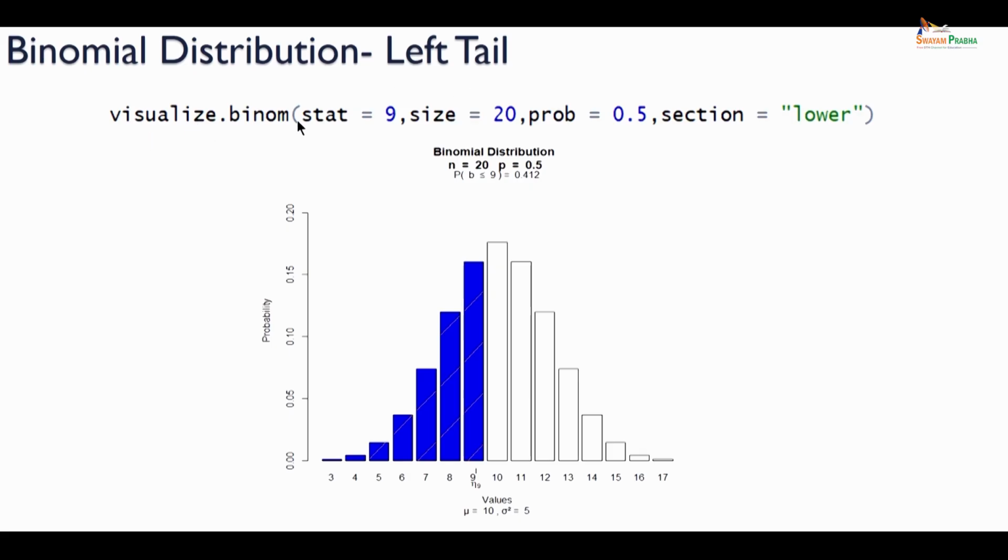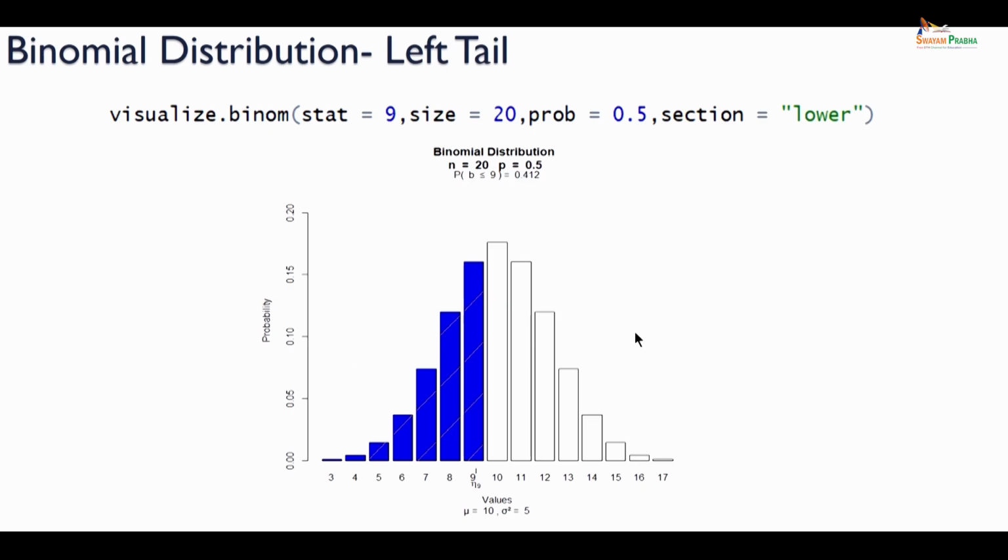visualize.binom is the function, and I have supplied a start value of 9. This tells me how many heads I want out of the total number of trials. Size equal to 20 is the total number of trials we have conducted, and the probability of getting a head or a tail is 0.5. In my case, I am calling success as the probability of getting a head. That is my desired outcome. I am also giving section equal to lower for a left tail test.